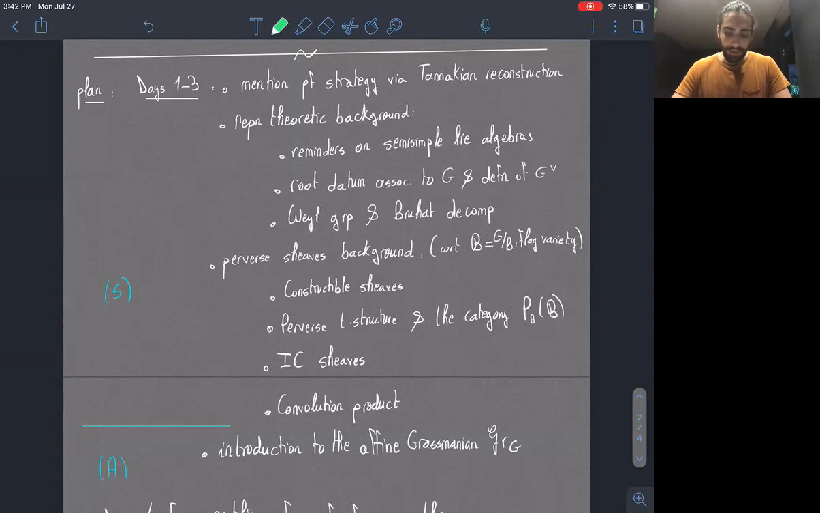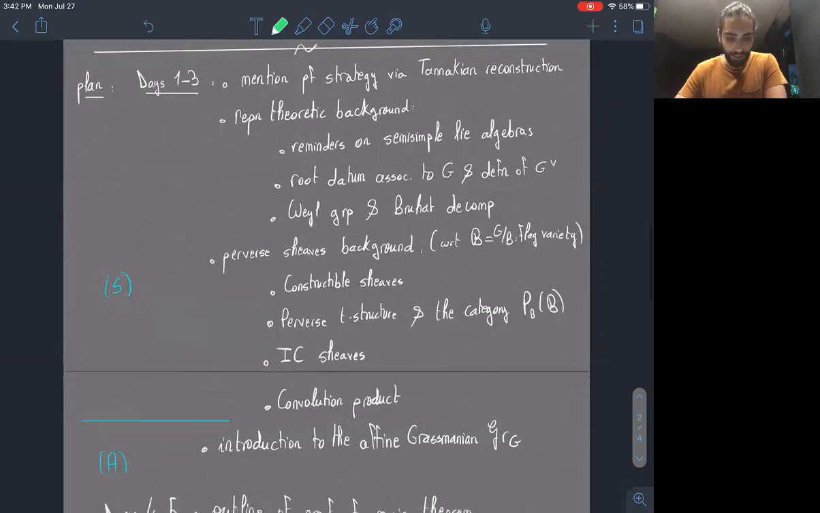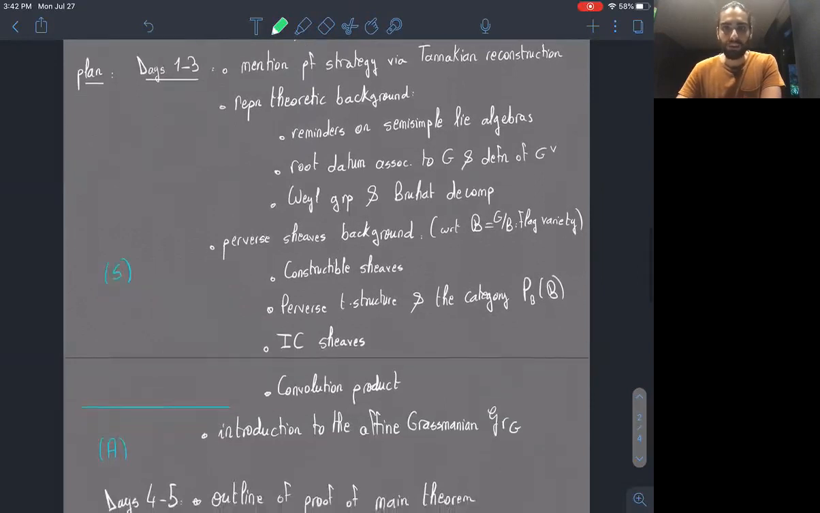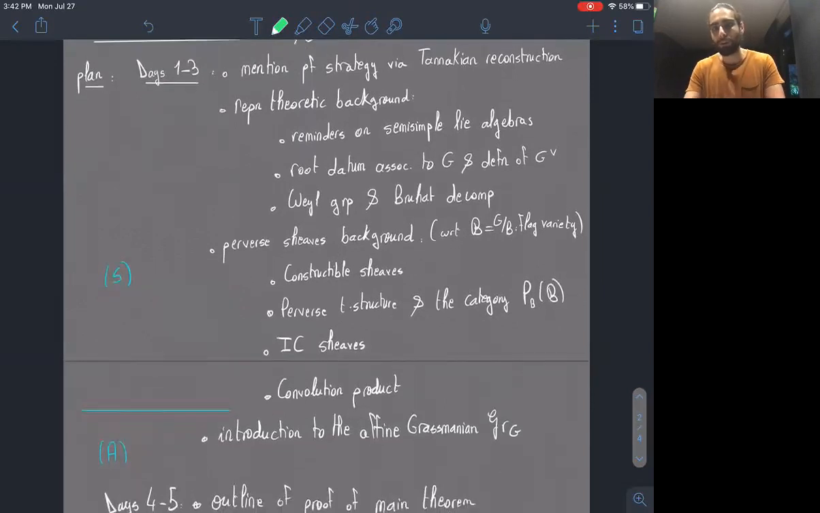And then from there, we'll actually build some prerequisites, first on the representation theory side of things. We'll talk about the classification of semi-simple algebras and their representations. We'll move to the algebraic group setting, talk about root datums and define G-dual, and then we'll introduce the Weyl group and the Bruhat decomposition of the flag variety. So that's what I'll aim to do today.